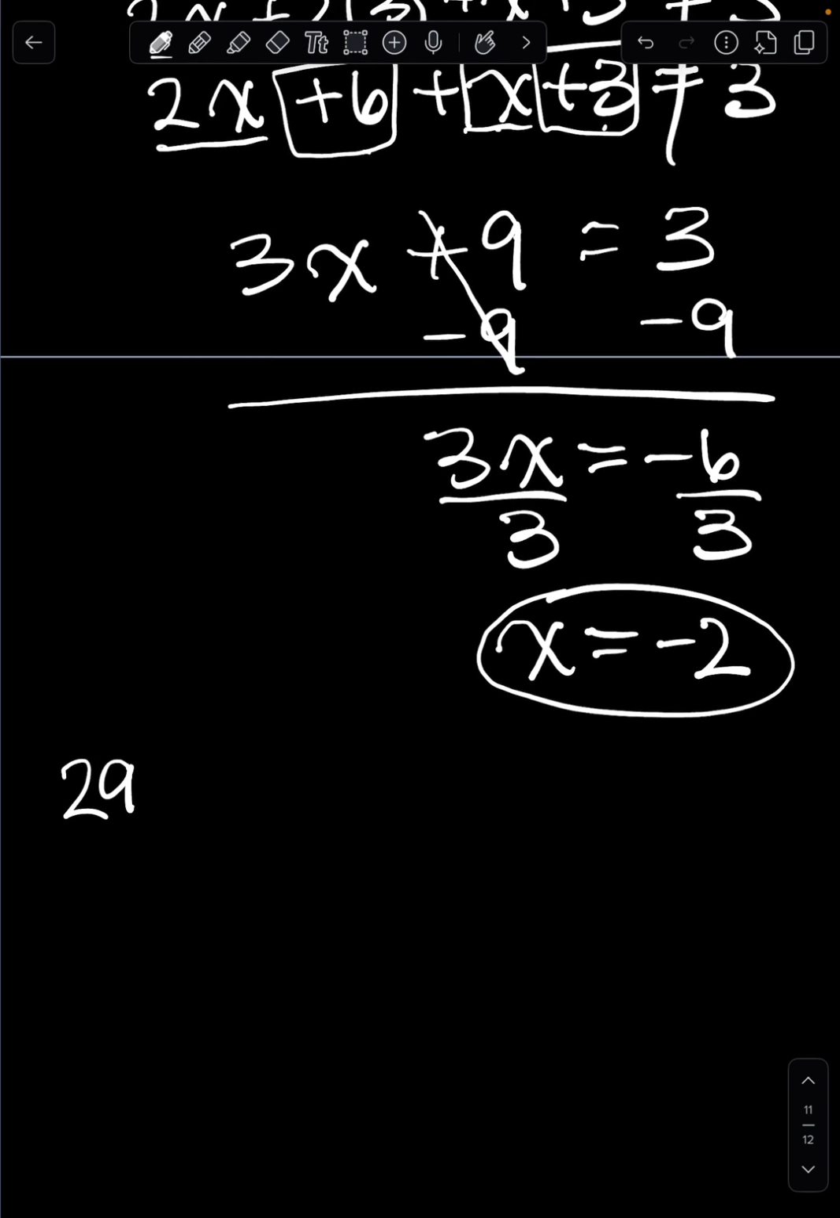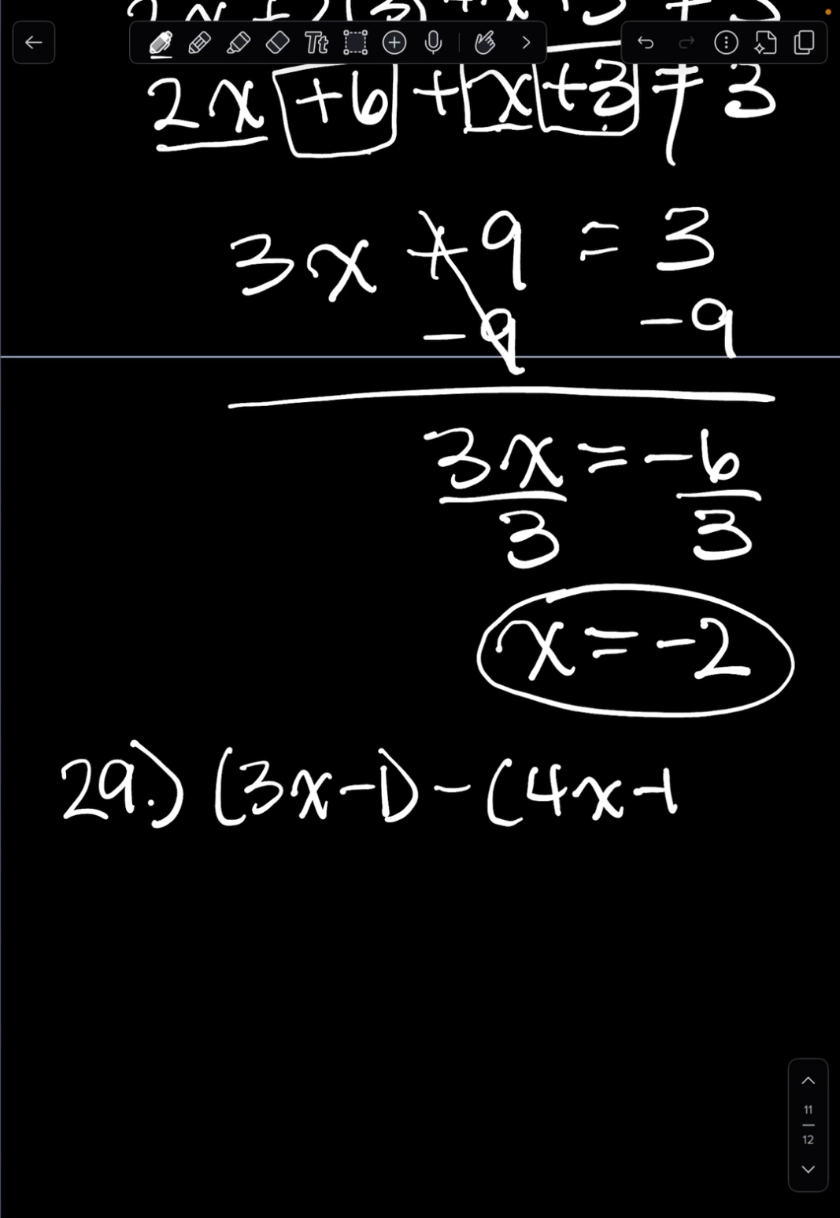Number 29. Quantity 3x minus 1 minus the quantity 4x minus 12 equals negative 7. Tricky here with these parentheses. So I don't see anything in front of this, right? That means I don't really need the parentheses here. There's a 1. If I distribute a 1, I'm not going to change it.